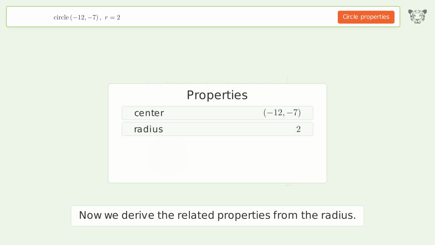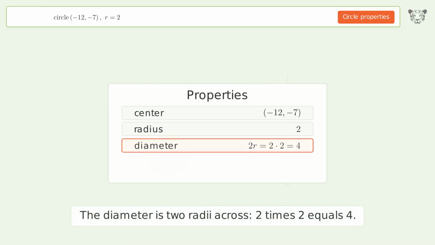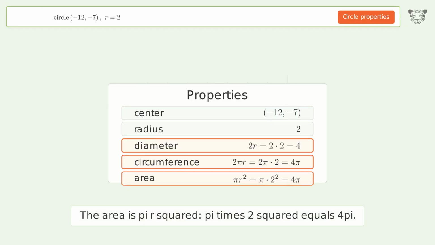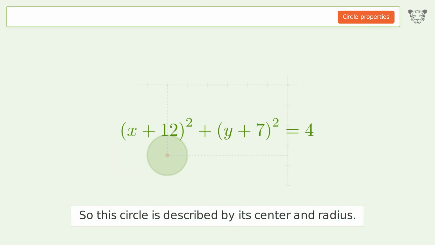Now we derive the related properties from the radius. The diameter is 2 radii across, 2 times 2 equals 4. The circumference is 2 pi r, 2 times pi times 2 equals 4 pi. The area is pi r squared, pi times 2 squared equals 4 pi. So this circle is described by its center and radius.